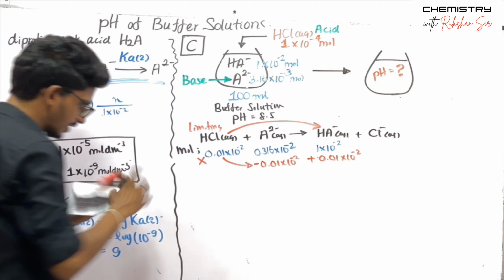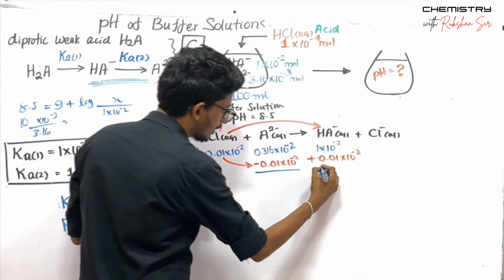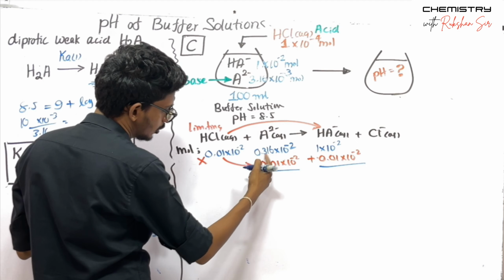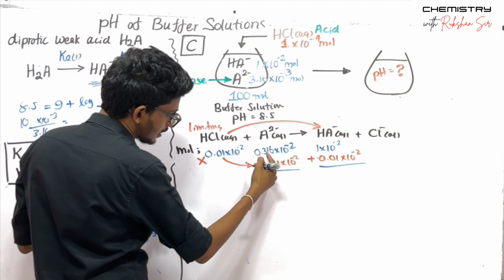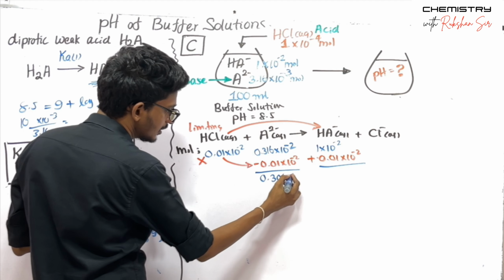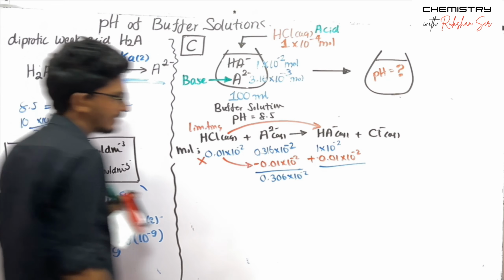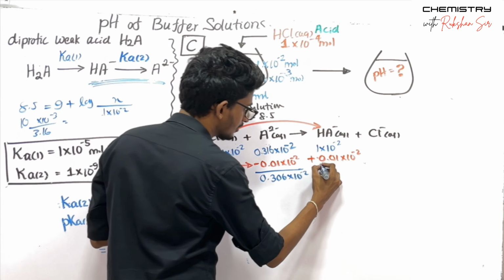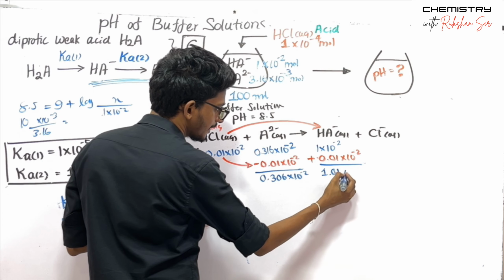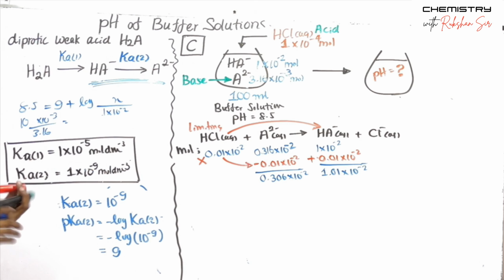So the ultimate values at the end of the straight arrow reaction, you come up with the amount of A2 minus. It is going to be 0.306 into 10 to the minus 2. That is the amount of A2 minus at the end of the straight arrow reaction, and the HA minus at the end of the straight arrow reaction is just added, 1.01 into 10 to the minus 2 number of moles.